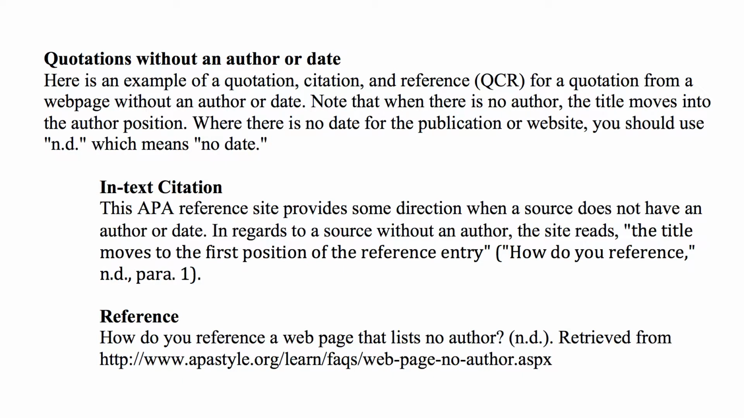Then instead of having a year, we have ND because there's no date on this website. Third, we have the paragraph number 1. So sometimes we have author, year, and page number, but sometimes we have article name instead of author name, no date instead of year, and we have para instead of page because it's a website.